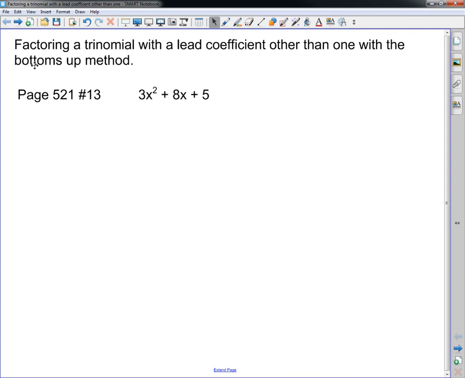We'll start with the bottoms up method, and I'll go through and show you how to do this process. So let's go ahead and start. Remember, you can always pause it if I'm going too quick for you.